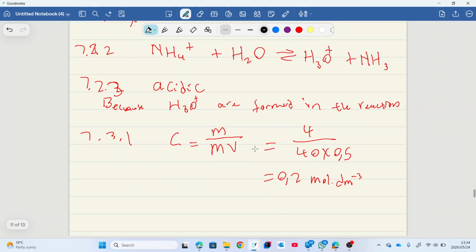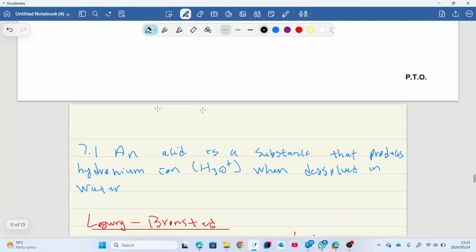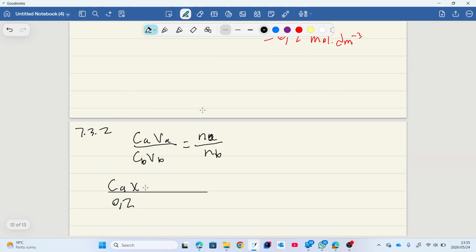Now volumes. This is the volume 12.5. This is the volume of sodium hydroxide, the base. Then 25, it is the volume of what? The acid, right? So we go down there. On the volume of the acid, we put 25. On the volume of the base, we put 12.5. Now this equals Na divided by Nb.